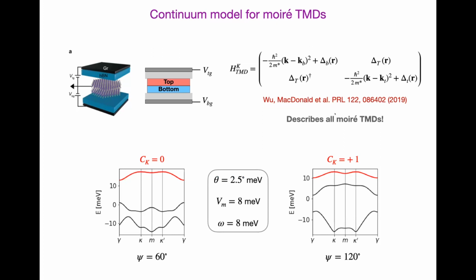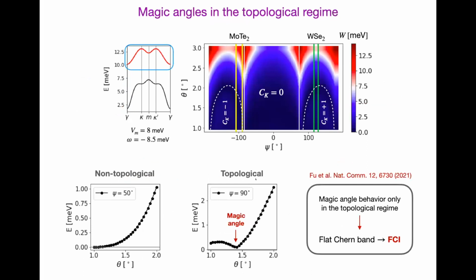Now, the exact values of these parameters vary from material to material. But you can go ahead and, for example, obtain a phase diagram for this continuum model as a function of some of these parameters. What I'm showing here is the bandwidth of this topmost flat band as a function of twist angle and of the continuum model parameter psi. And you identify a regime where the topmost band is trivial and another regime where the topmost band has Chern number either plus or minus 1.